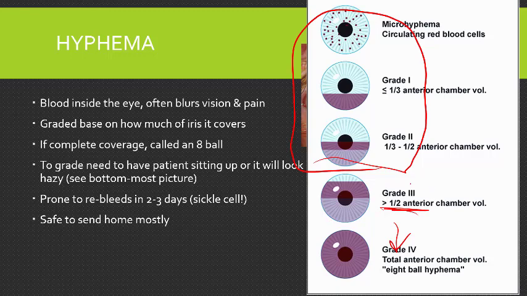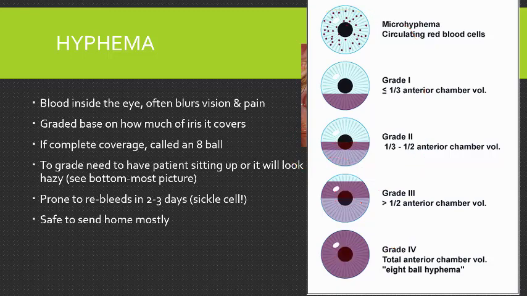Notice that what we're worried about here is if the blood covers our pupil, then we're worried. Notice in grade 2, the blood is not quite covering the pupil, so they still have some vision left. Usually these aren't continuous bleeds. Usually it's already bled out and then it settles, but it's really important for you to notice that there are different grades and that if it covers the pupil, we do need to transfer for those patients.